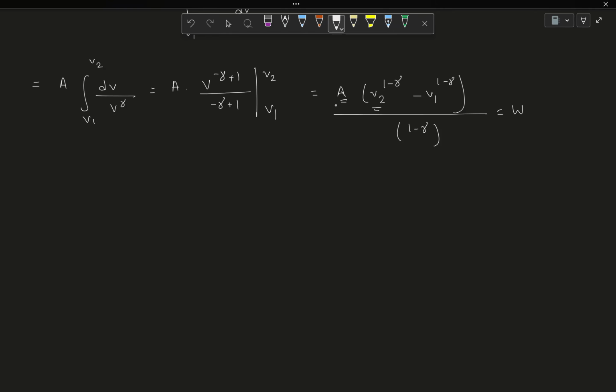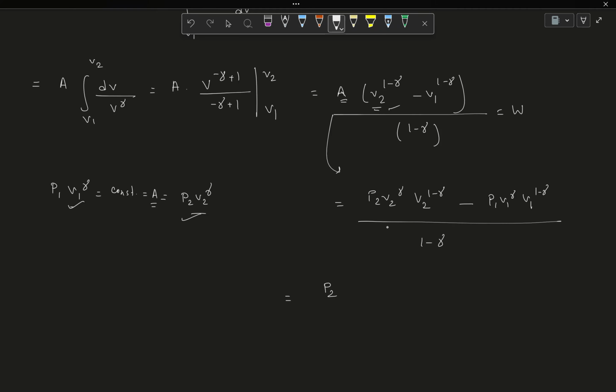So P2 V2 to the power gamma is the A value here, and then this term is V2 to the power 1 minus gamma. Minus, this time on the second term, you use A in terms of P1 V1 to the power gamma, because then it cancels out the V1 term. This is P1 V1 to the power gamma into V1 to the power 1 minus gamma, divided by 1 minus gamma. So this is P2 V2 to the power gamma plus 1 minus gamma.